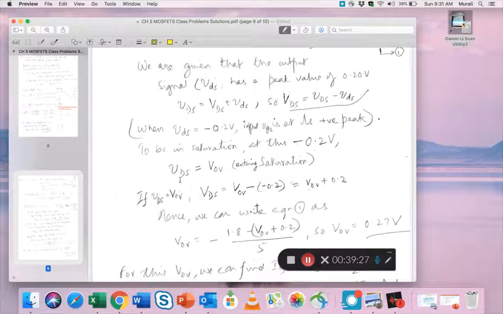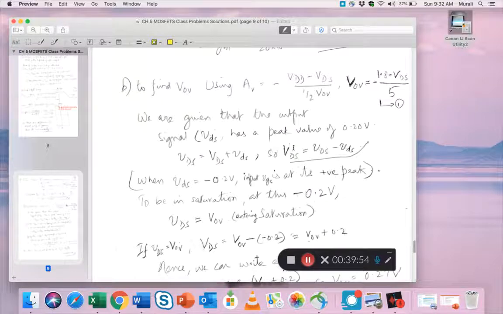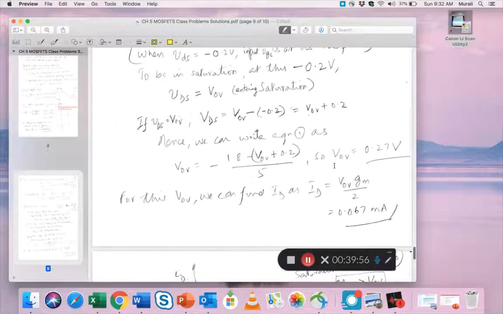VDS, the output voltage, will be the overdrive at the point where you're entering saturation. And if you use that condition, then you can write this original equation in this way, using the overdrive voltage and the signal value. And then you plug that back into this and you get the value for overdrive. Once you have overdrive, you can calculate ID using this formula, the drain current.